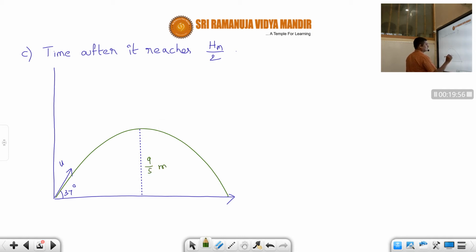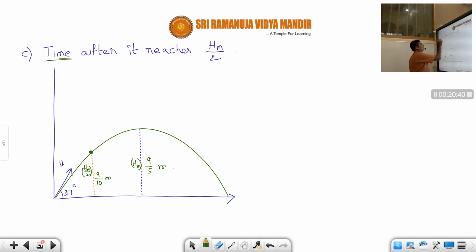9 by 5 meters. Okay. Now half of the maximum height means you have to come this side, correct or not? So somewhere around here you will have, like this, half of maximum height. Okay, this is h max, and this is called h max by 2, and this is 9 by 10 meters, correct or not?